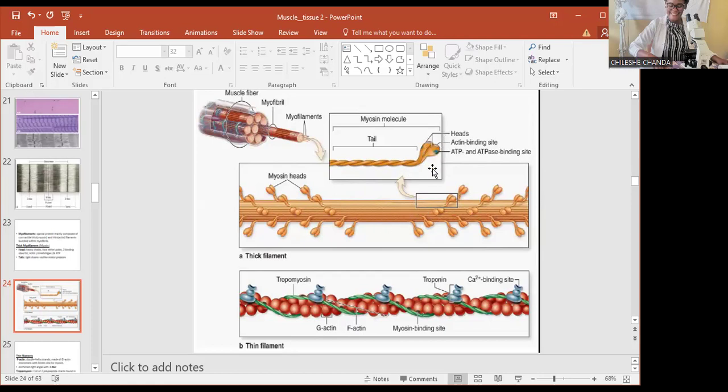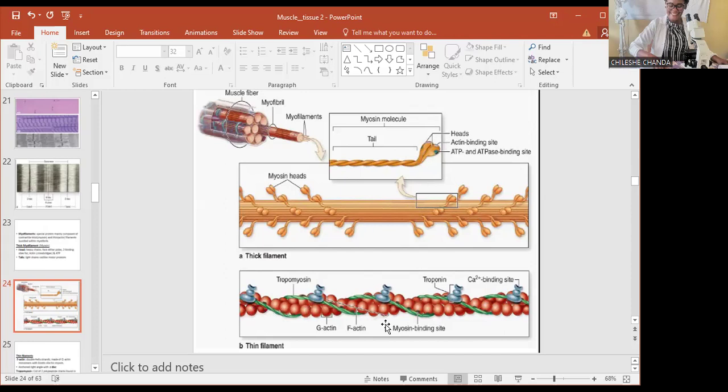Now, they are made in such a way that the heads have a binding site for actin. Remember, we said that actin is what makes up the thin filaments. So the heads of the thick filaments have a place where there is a binding site for actin. Okay, that is what that means.